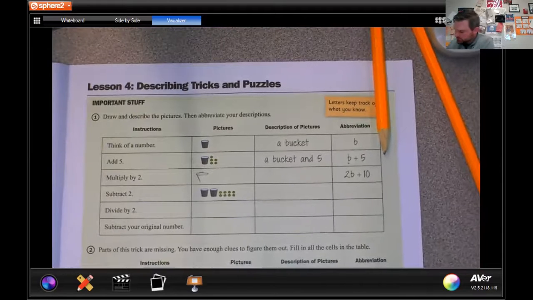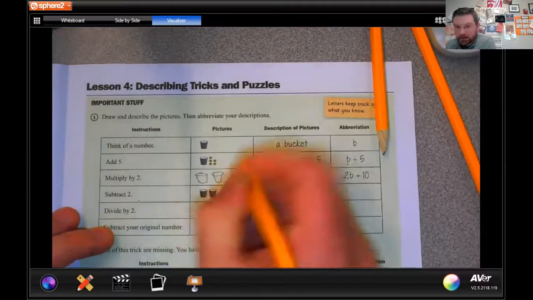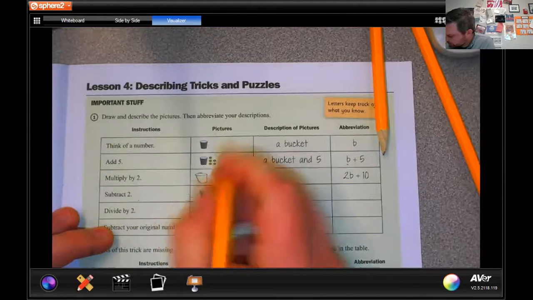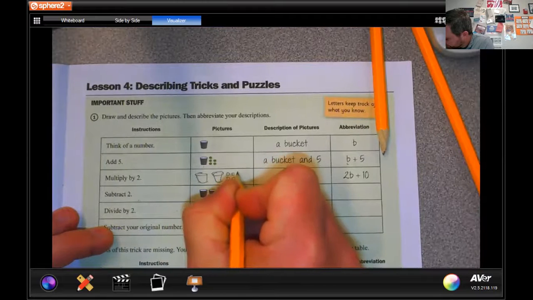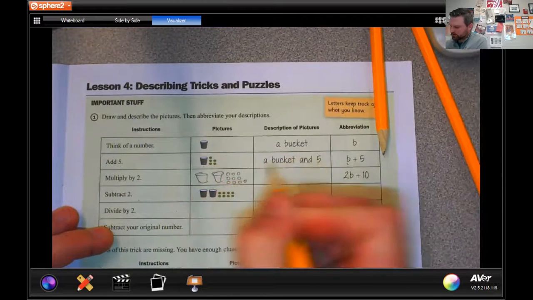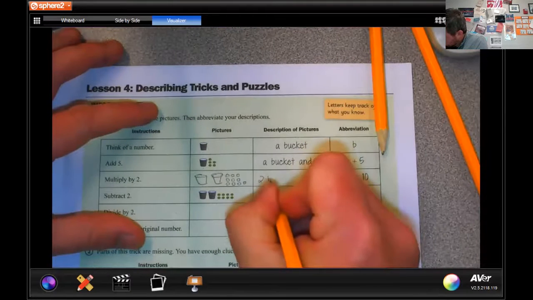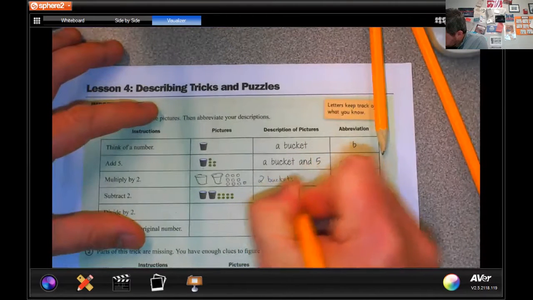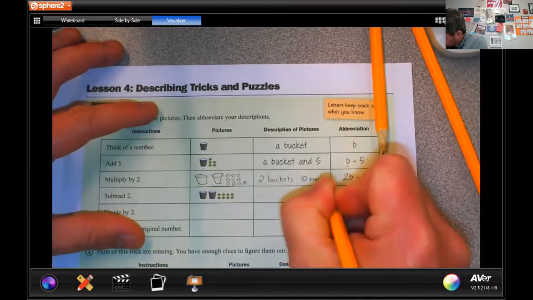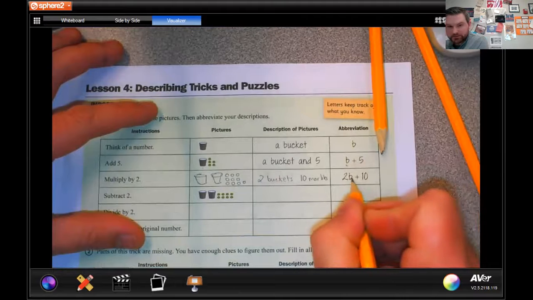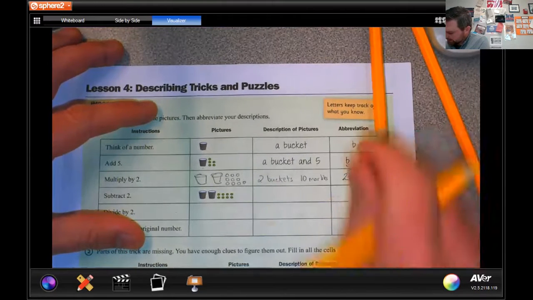All right, so I have 2 buckets. And then I take the 5 marbles times 2, and I'm going to have 10 marbles. So here I'm going to put 2 buckets and 10 marbles. So I have 2 buckets and 10 marbles. Okay, so 2B plus 10.